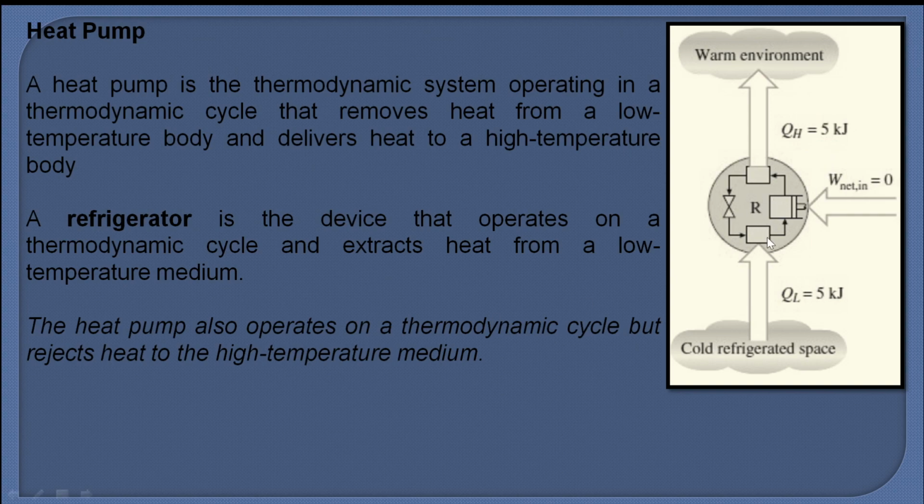So here you can see in the schematic, this is a refrigerator. So this is a cold refrigerated space. So this is a violation of Clausius statement. Obviously, this schematic represents the violation of Clausius statement, but actually there should be some network input. So here this QL, 5 kilojoules of energy, is absorbed from the cold refrigerated space. So that is the desired result in the case of a refrigerator. But if it was a heat pump, the desired result would have been this QH, the amount of heat that is rejected to the warm environment.